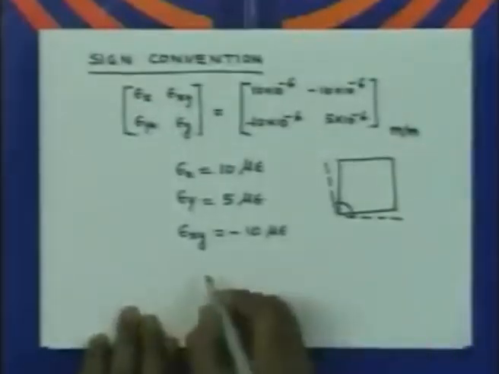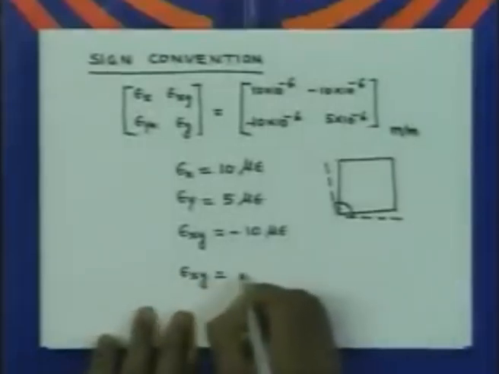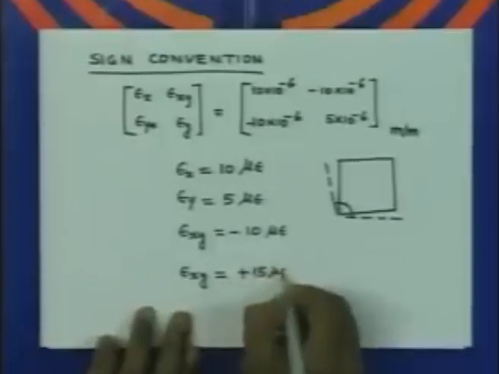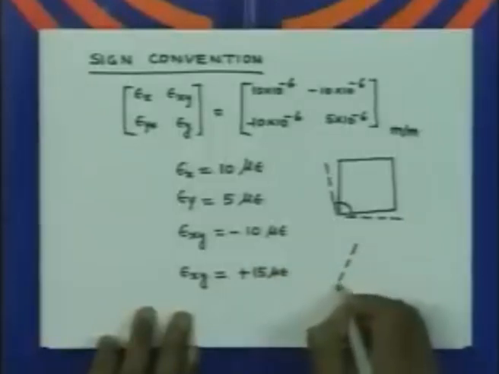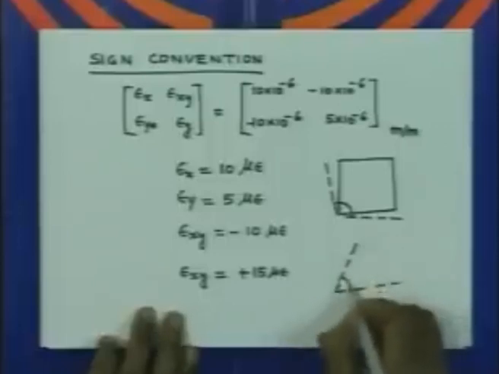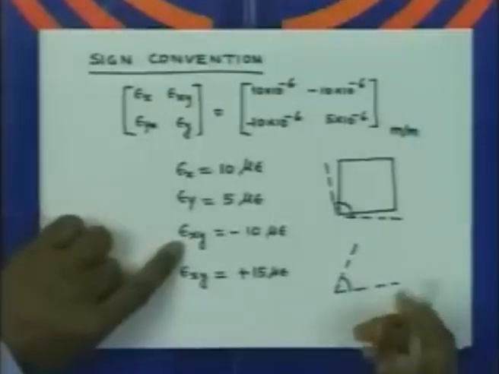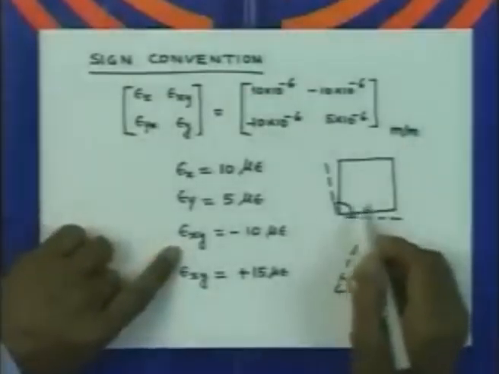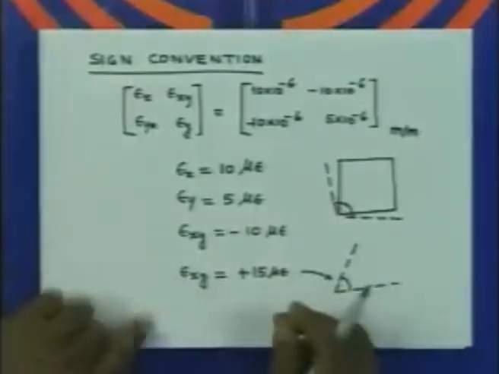If it is positive, let us say epsilon xy is equal to let us say 15 micro strain, then the deformation would be like this. The deformation will give rise to the angle of this sort in the first quadrant. So, therefore, this is going to be the final angle. So, please note that this epsilon xy, when it is negative, it is going to be increase in the angle over 90 degree, and this is positive, means it is going to indicate a decrease. So, these are the conventions which are followed for strains.